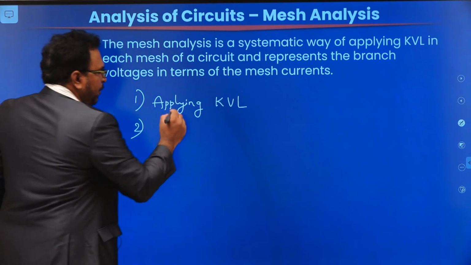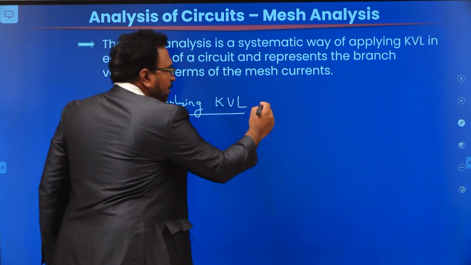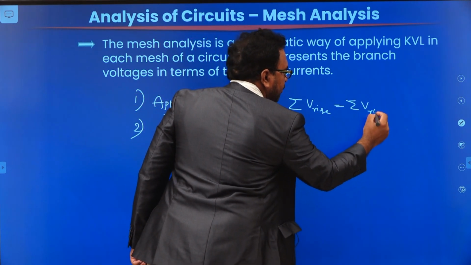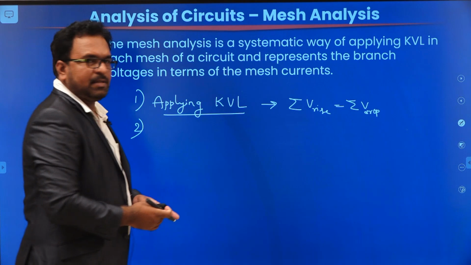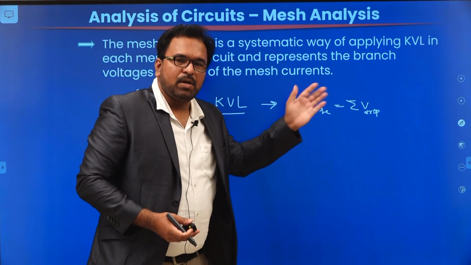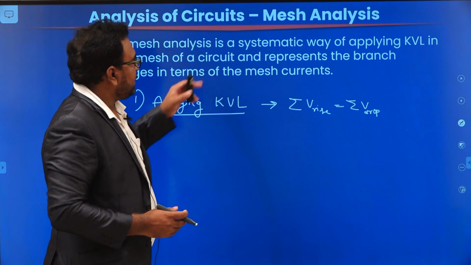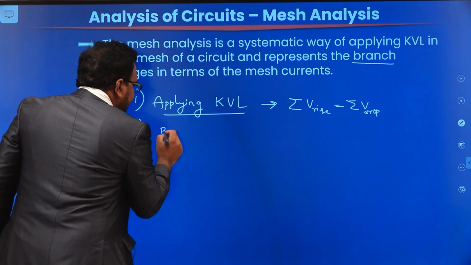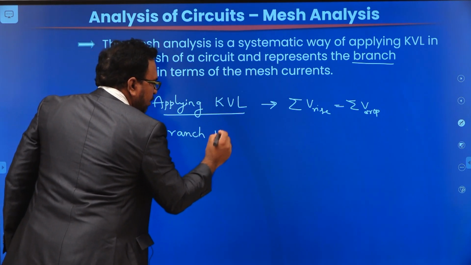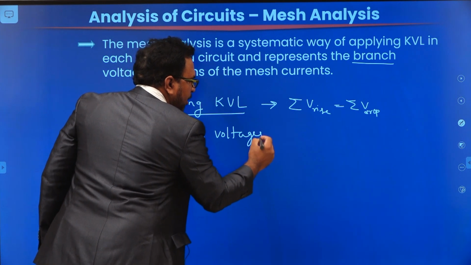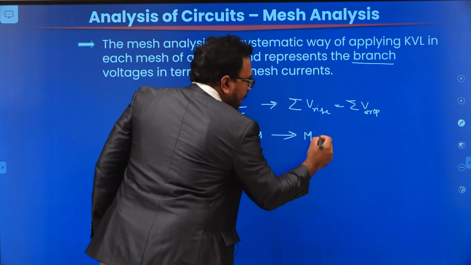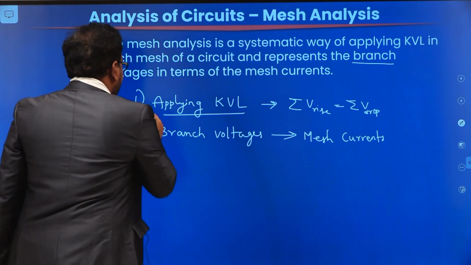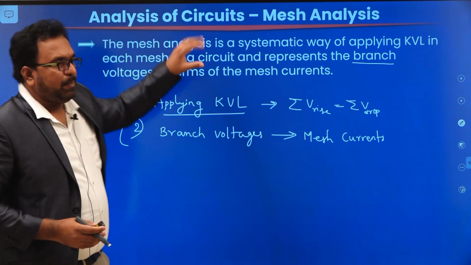Second, when you apply KVL, KVL is nothing but sigma V rise is equal to sigma V drop. That means you are going to calculate all the voltage drops and voltage rises across each and every element. The voltages across each branch or each element are going to be represented in terms of mesh currents. So these are the two points you have to remember to apply mesh analysis.